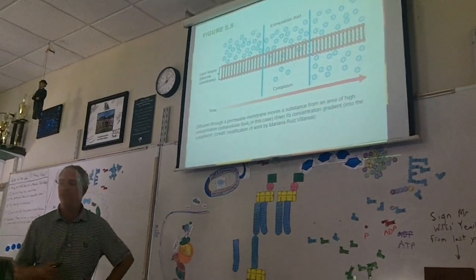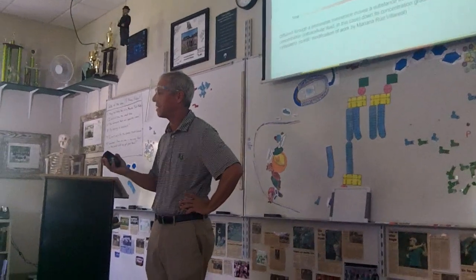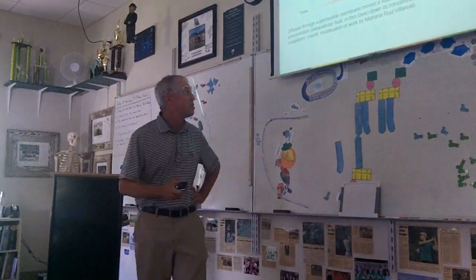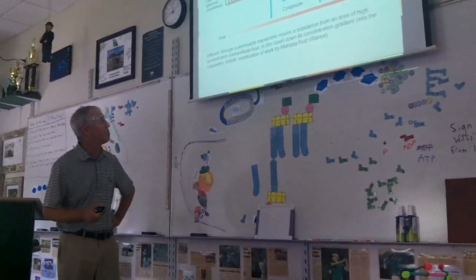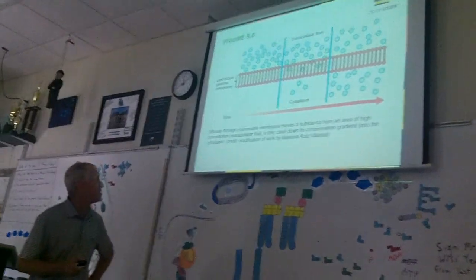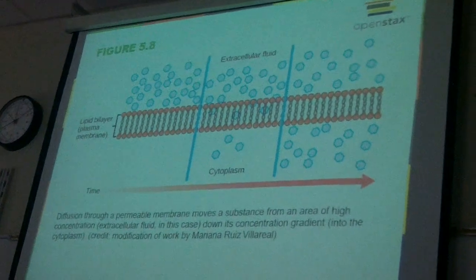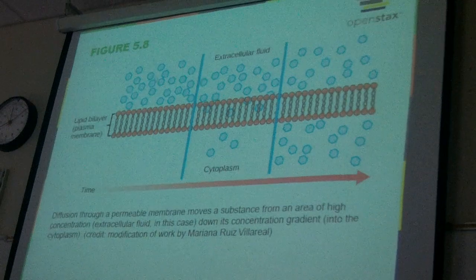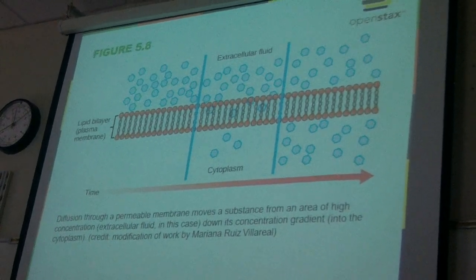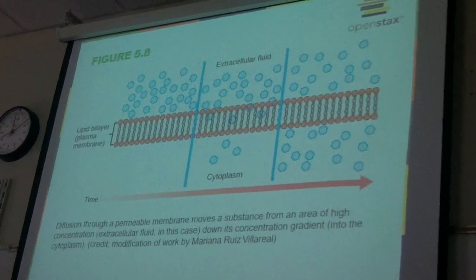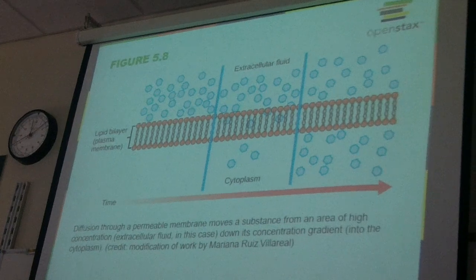So what we want to do this section is investigate what stuff can go in and what can't, and how things get in. The first way of stuff getting in, probably the simplest way, is by diffusion. Diffusion is when substances move from where they are in high concentration to where they are in low concentration. You can see outside of the cell there's a lot of stuff, and inside of the cell there's not much. And so the stuff's going to come from outside to inside.